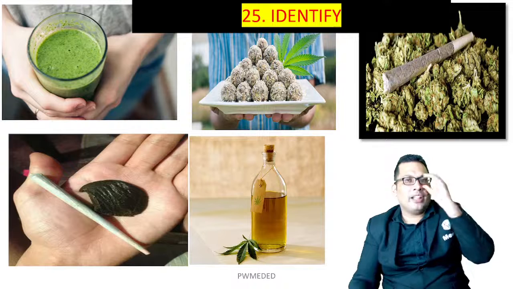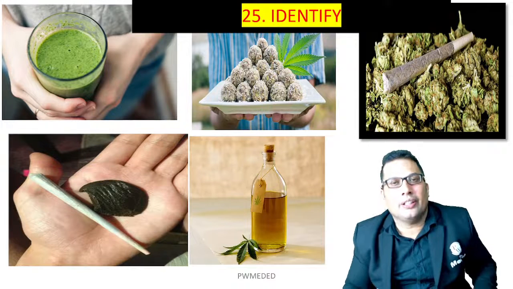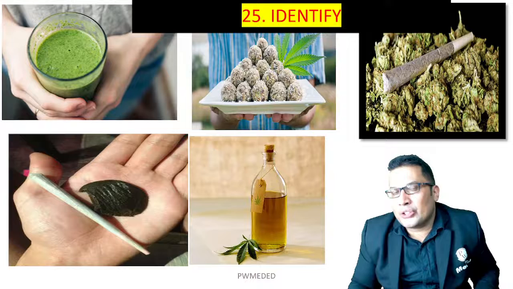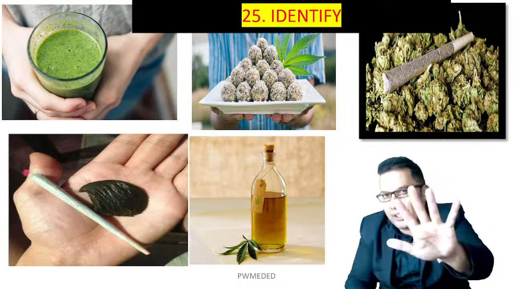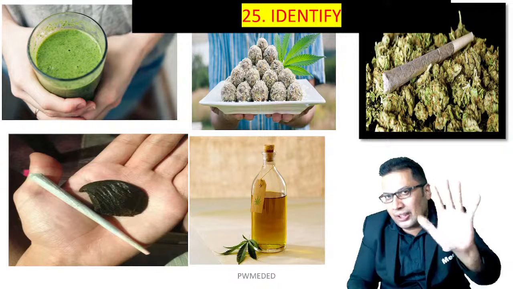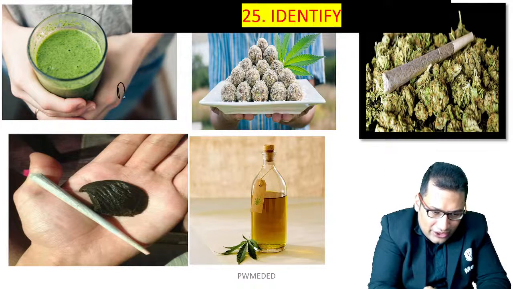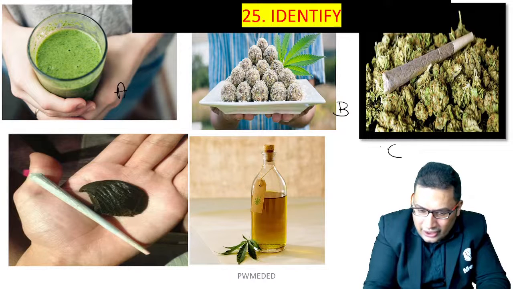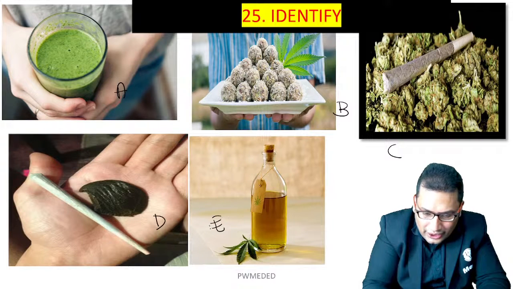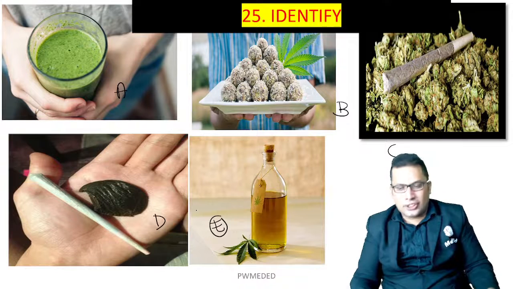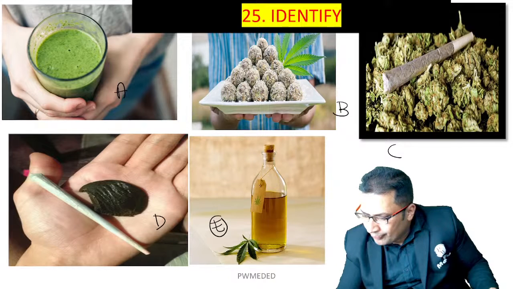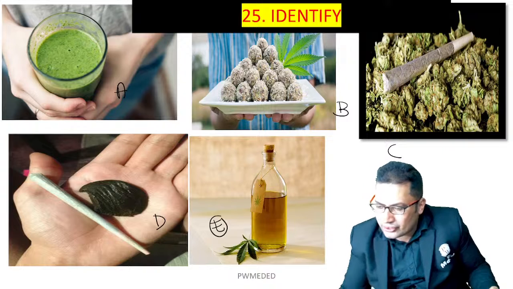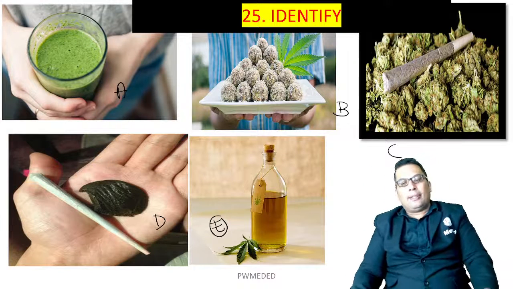Now, one more very important topic in toxicology, especially the preparations of cannabis. There are 5 preparations given in the picture. You need to identify all the 5. What is this? A, B, C, D and also E. Identify the preparations. Can you try this? Different preparations of cannabis.